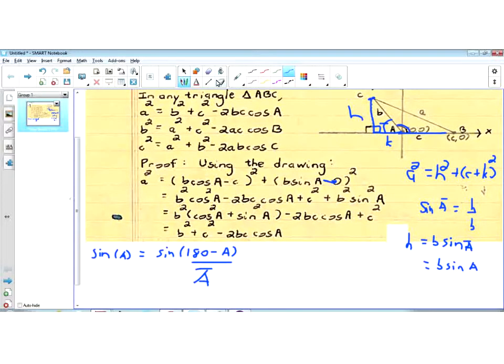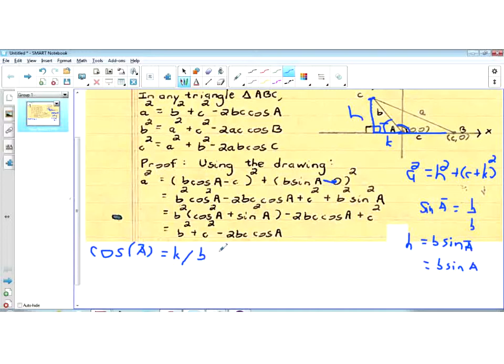So, okay, let's figure out what K is. The reference angle for angle A is A bar. So we know that the cosine of reference angle A would equal K, adjacent, over B, the hypotenuse.